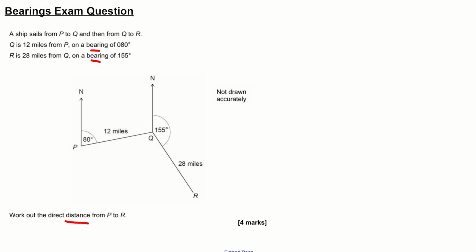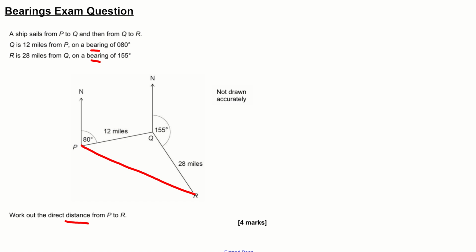A ship sails from P to Q, and then from Q to R. They've given you the bearings, which is the angles and so forth. We want the distance P to R, so this is the distance we want. Okay, that's what we've got to work out. We look at that and we think, it's either sine rule or cosine rule.